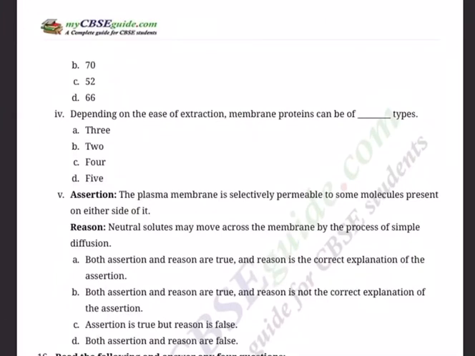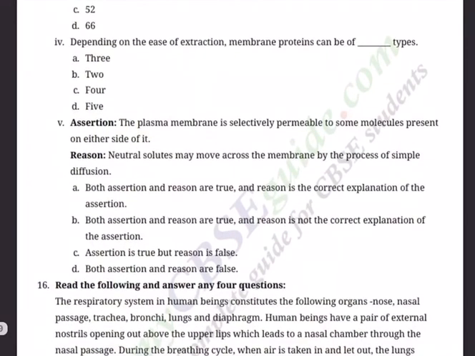Question 3. What percentage of the membrane of human erythrocytes, that is RBC, consists of proteins? A, 40%. B, 70%. C, 52%. D, 66%. Question 4. Depending on the ease of extraction, membrane proteins can be of dash types: A, 3 types. B, 2 types. C, 4 types. D, 5 types.